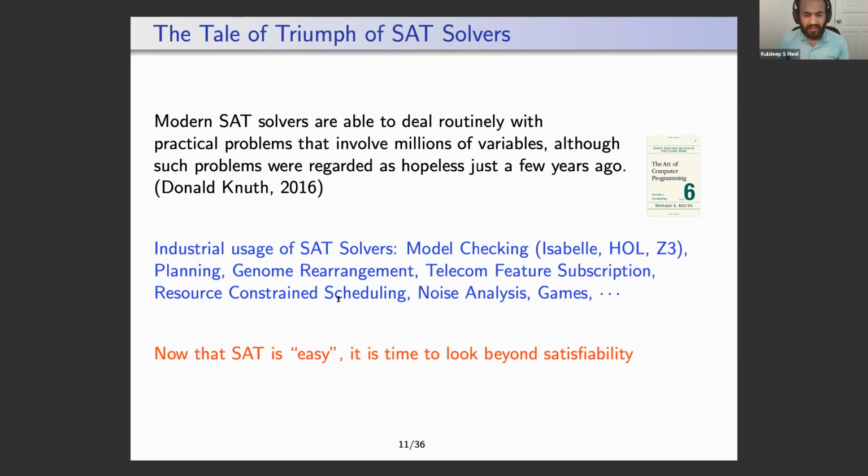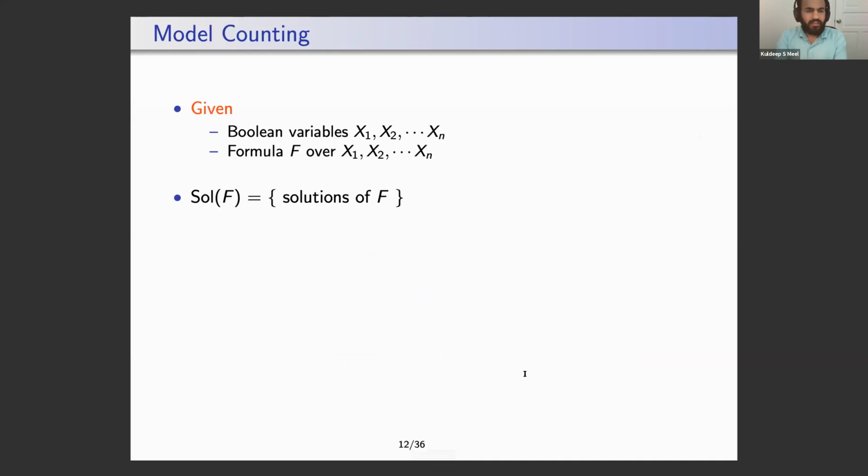But of course, the idea to look beyond satisfiability has been in the air for the last 15 to 20 years. There are lots of other people who have also been inspired by the fact that SAT solvers are easy, and have started to look for problems beyond satisfiability. So what is the problem that we wanted to look at? Well, the problem is of counting.